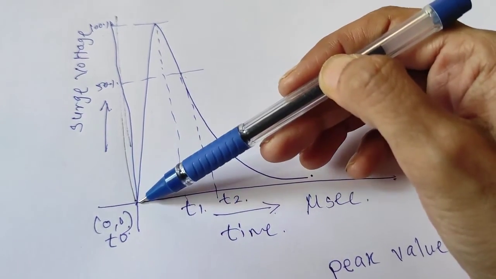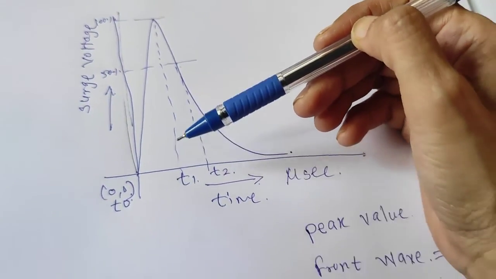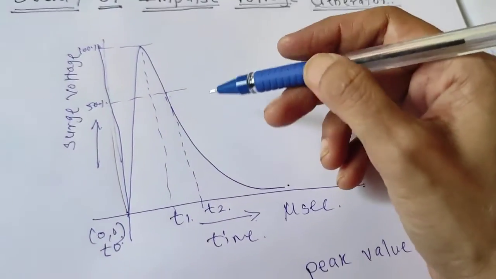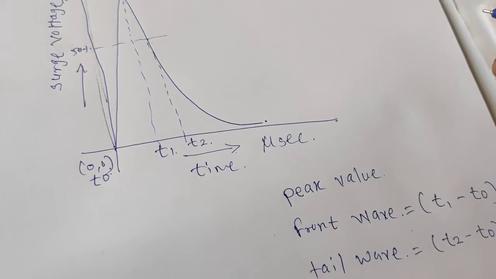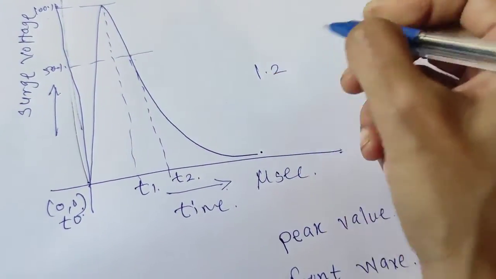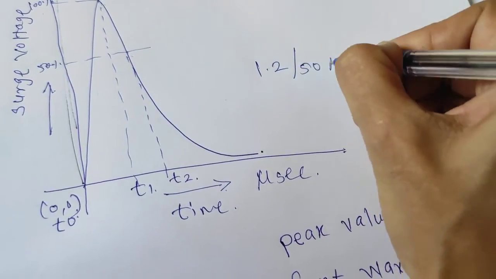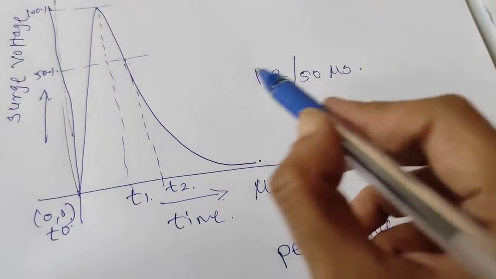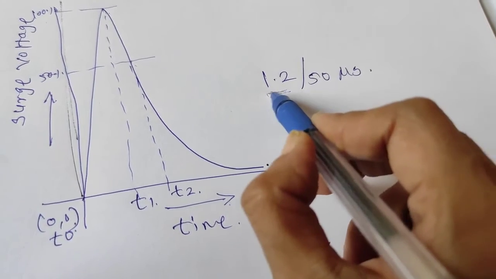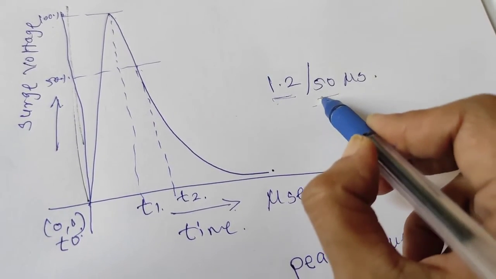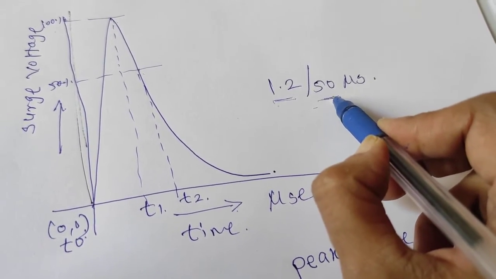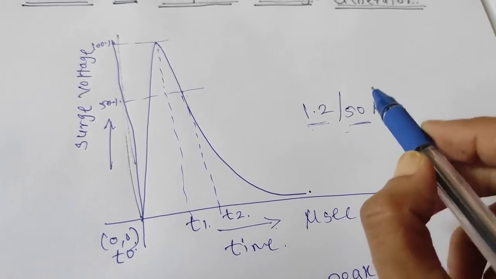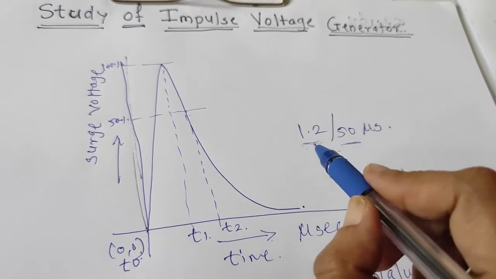Then t2 minus t0 is the tail wave time, and these waveforms' front wave and tail wave timing is given by 1.2/50 microseconds. So this 1.2 is nothing but the front wave timing and this 50 microseconds is nothing but the tail wave timing. So this is about the impulse voltage wave.